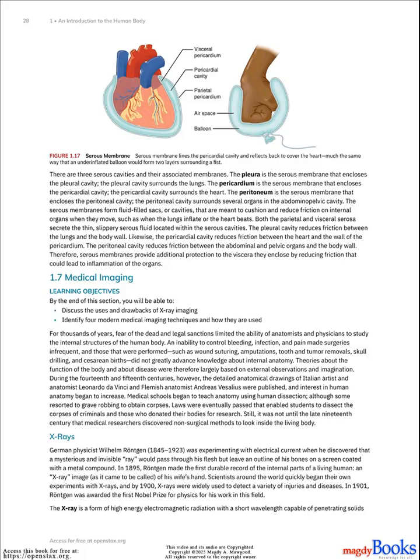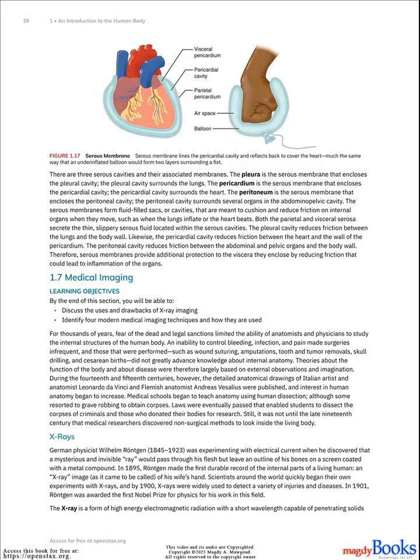X-rays. German physicist Wilhelm Röntgen, 1845–1923, was experimenting with electrical current when he discovered that a mysterious and invisible ray would pass through his flesh but leave an outline of his bones on a screen coated with a metal compound. In 1895, Röntgen made the first durable record of the internal parts of a living human, an X-ray image, as it came to be called, of his wife's hand. Scientists around the world quickly began their own experiments with X-rays, and by 1900, X-rays were widely used to detect a variety of injuries and diseases. In 1901, Röntgen was awarded the first Nobel Prize for Physics for his work in this field.